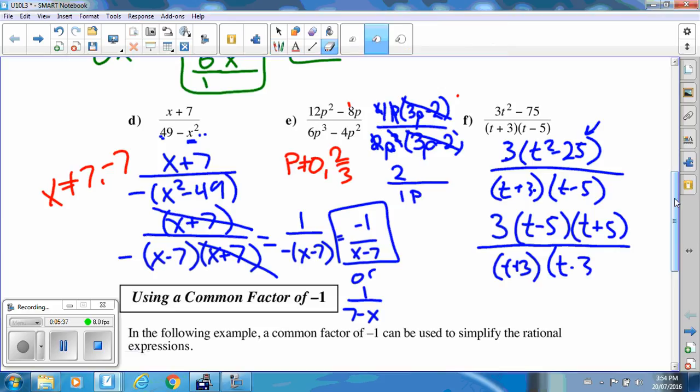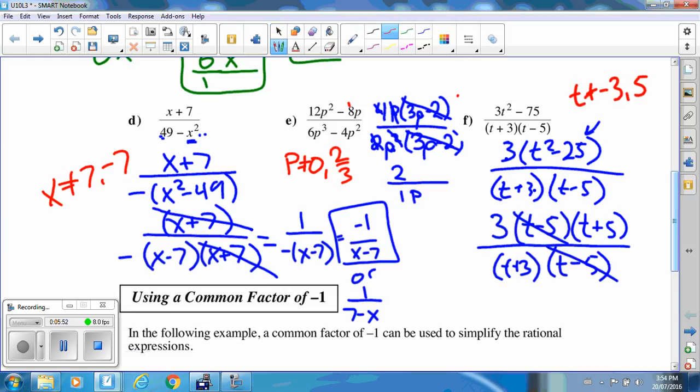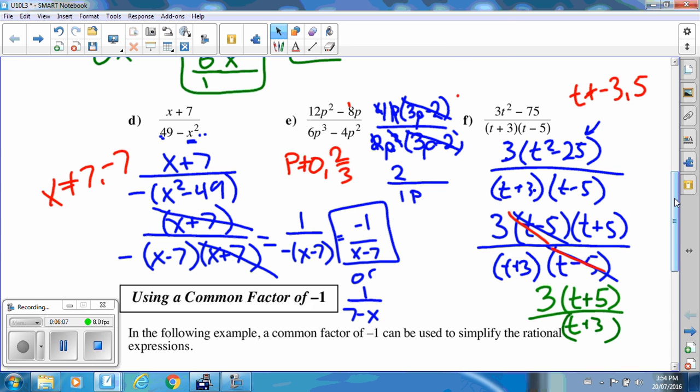T plus 3 and t minus 5. T minus 5 and t minus 5 cancel. Look at me, I'm still going without doing my non-permissibles. Here we go. T cannot equal negative 3 and positive 5. Now I'm good. Now I can cancel. And so my final answer is, there we are. That's the one.